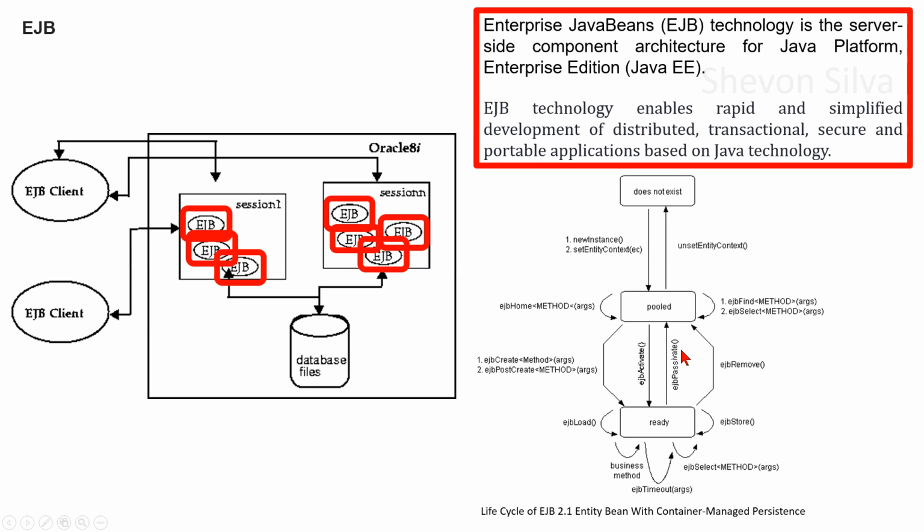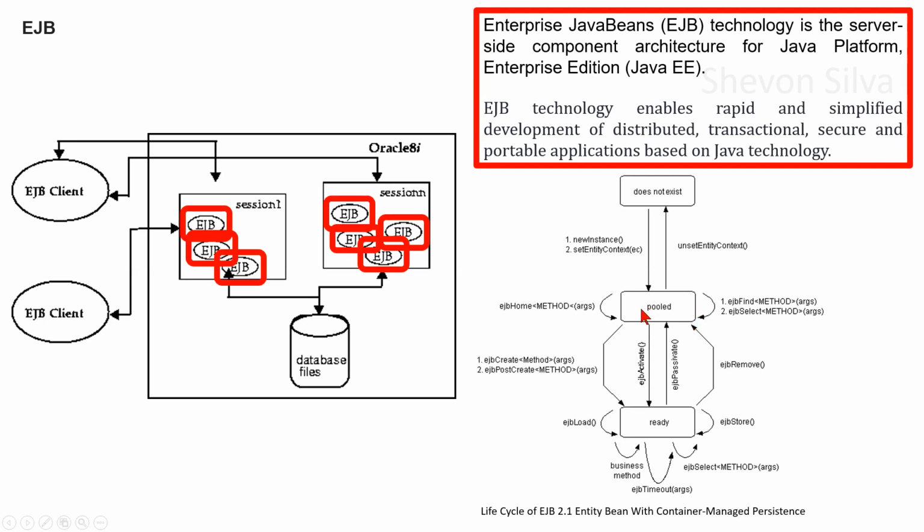Here, does not exist interacts with pooled. New instance, then set entity context are passed from does not exist to pool. EJB home is passed from pool to pool, and EJB find then EJB select are passed from pool to pool.